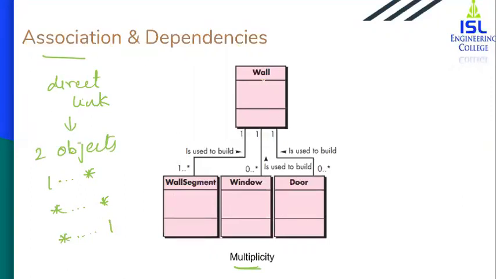We are taking the example of a floor plan where wall segment, window and door are attached to the wall. So within this, you've got wall segments, windows and doors, they are used to build the wall. Whereas this relationship in here is one to many. Windows is zero to many. You can either have no windows within a wall or you can have many windows. Doors, again, you can either have one wall or you can have no walls. So this is your association relationship and this is the multiplicity.